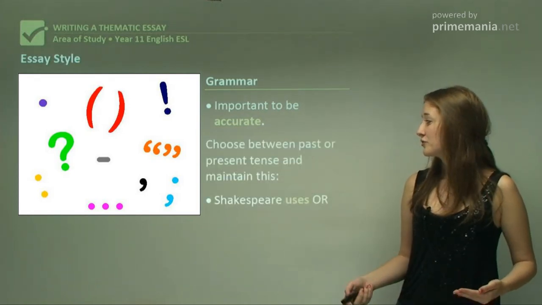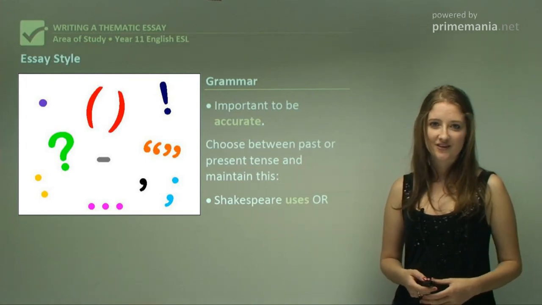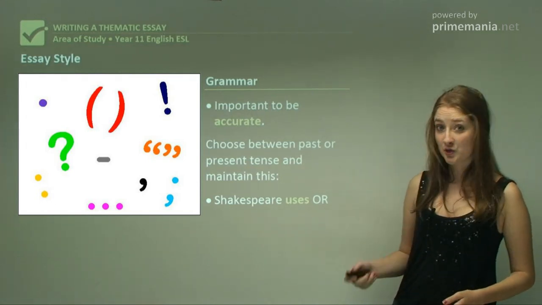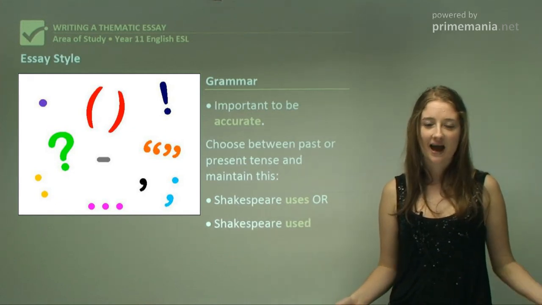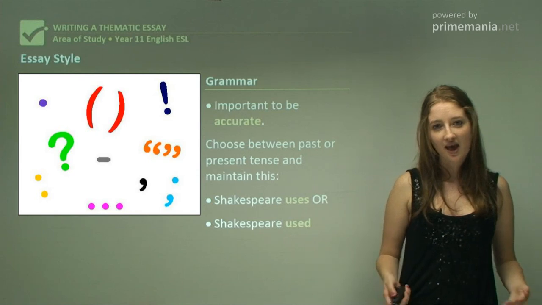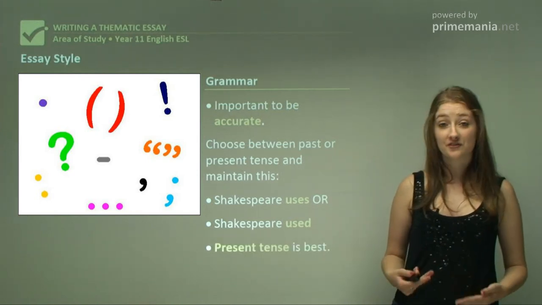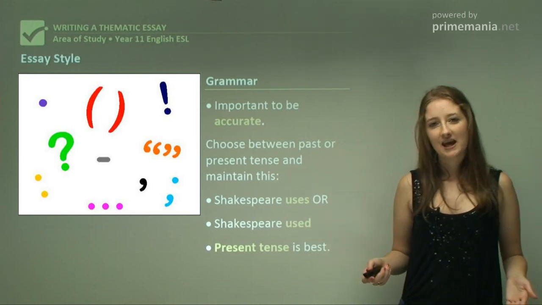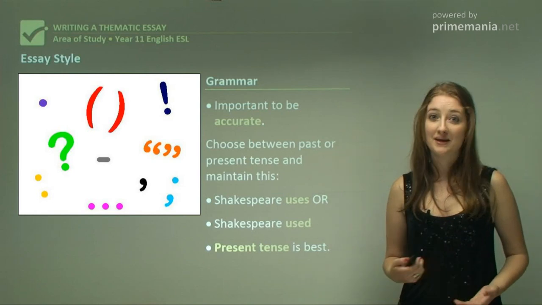So you want to choose between past or present tense and then maintain this throughout. For example, you want to be saying Shakespeare uses or Shakespeare used, and then sticking with that throughout the entire essay. I would personally recommend that you use the present tense. It's just a more sophisticated technique and gives an indication that you really know that the work is ongoing, even though the author might not be alive anymore.